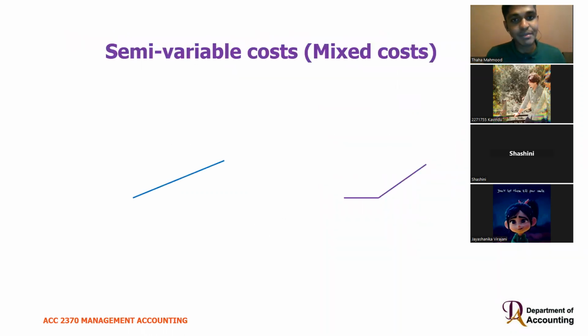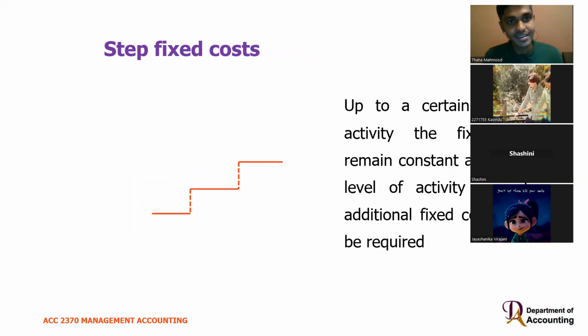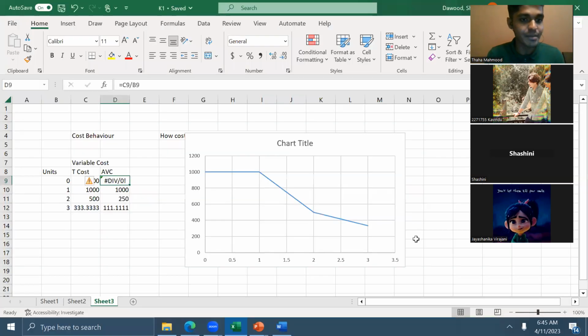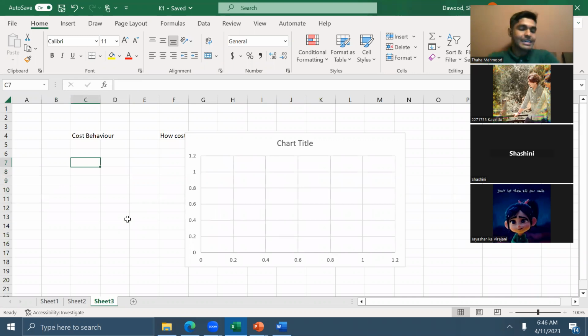Then the next one is semi-variable cost and step fixed cost. Those two we call mixed costs. Semi-variable cost is like this. Now we have the electricity bill. In the electricity bill you know that there is a fixed charge. Regardless of how much electricity we use, we have to pay a fixed rental.